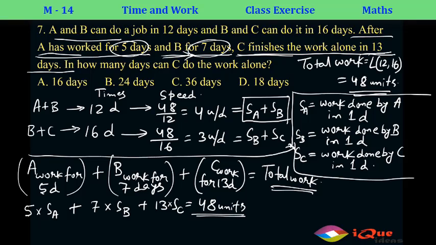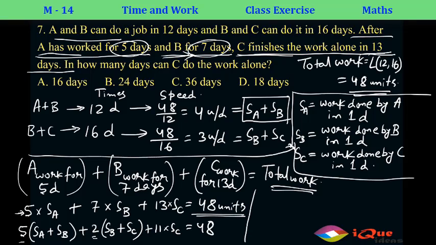Algebraically, we can rewrite this equation as, look at this very, very carefully, it is 5 times (SA plus SB). So what happens? 5 times SA is gone. Out of 7 times SB, 5 times SB is gone, and we have 2 times SB. So let's take 2 times (SB plus SC). So SB is finished. You can see SB 7 times, 5 times here and 2 times here. Out of SC, we have already used 2 times SC. So we have 11 times SC. That is equal to 48.